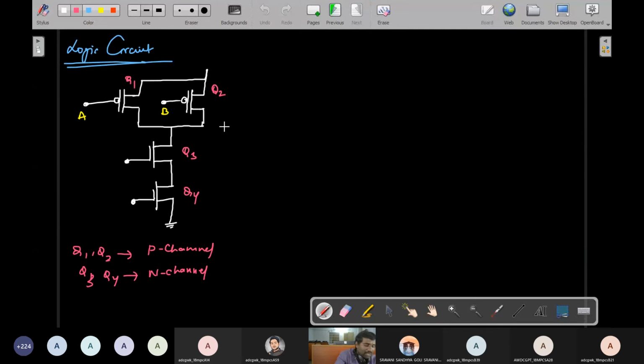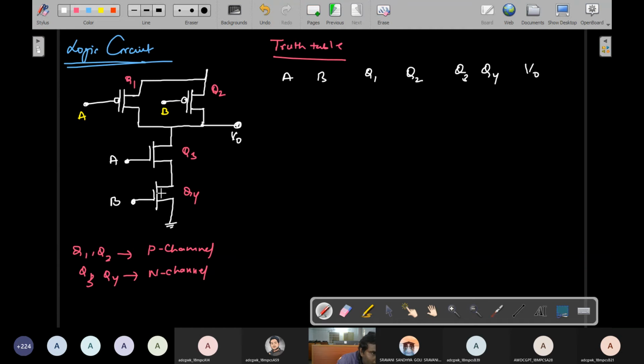Okay, see, I draw the truth table here. In the truth table, A and B are the first terminals. Here it is also called A and it is also called B. So all the terminals A, B, you give almost the same values, A value and B value. The first set of P channel is Q1 and Q2, and next channels are Q3 and Q4. And last is the output voltage, where you will take the output. So this is called V0, output voltage.